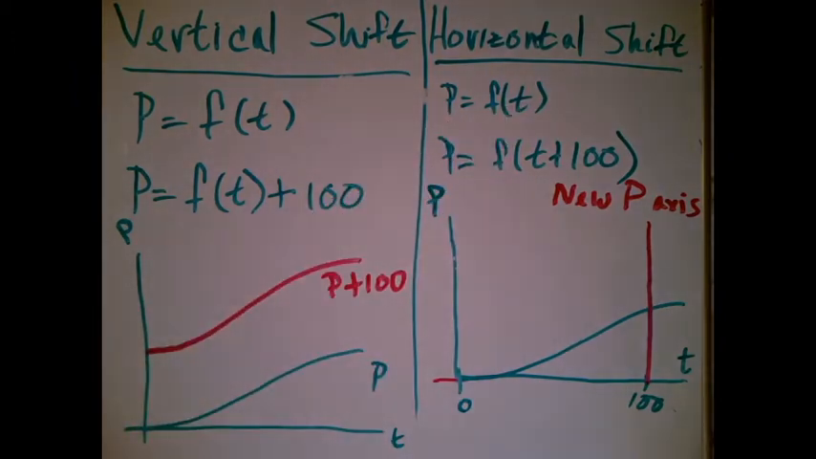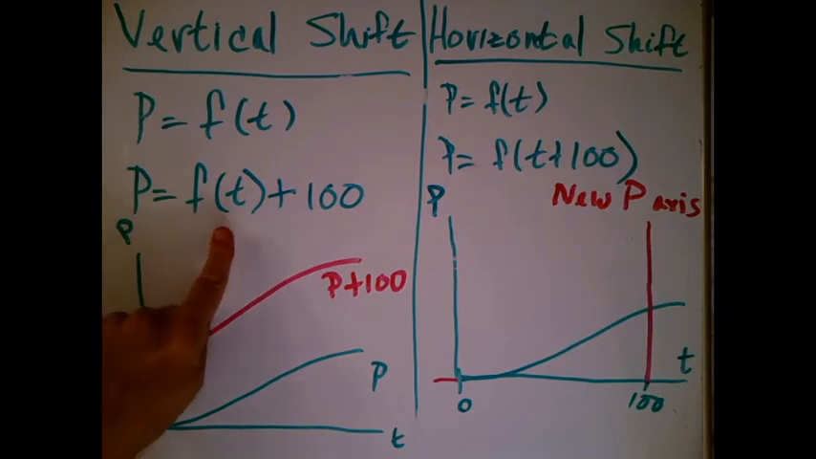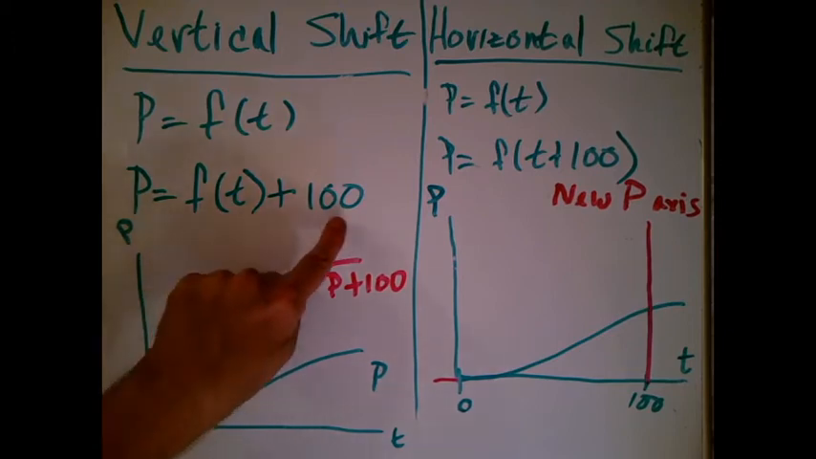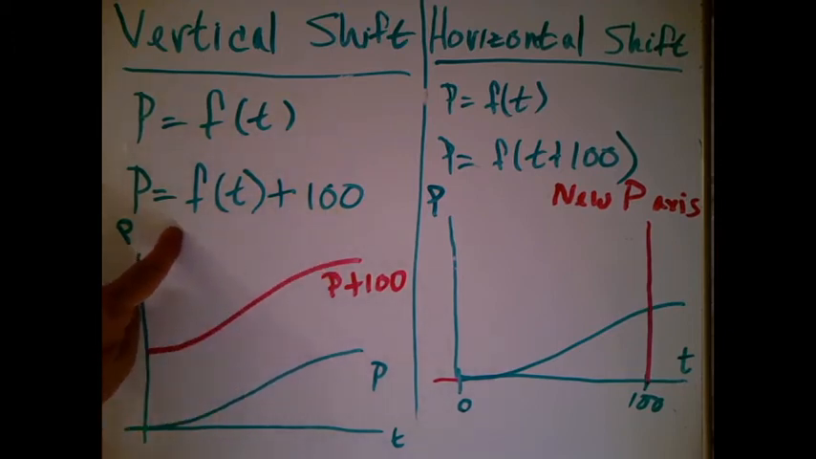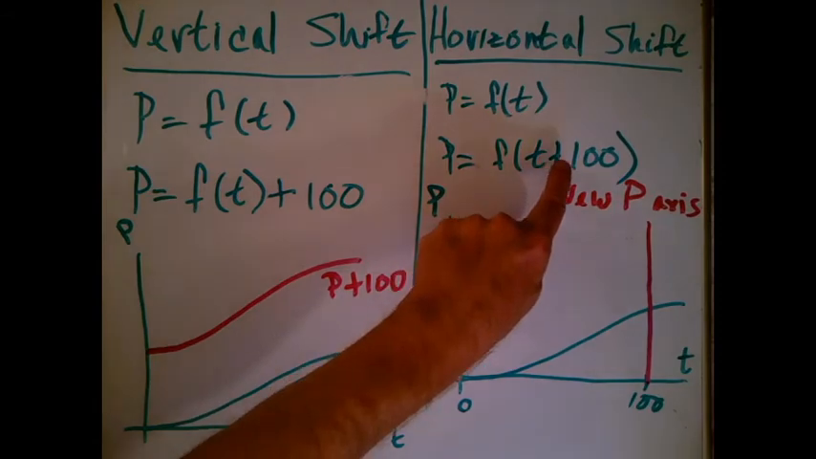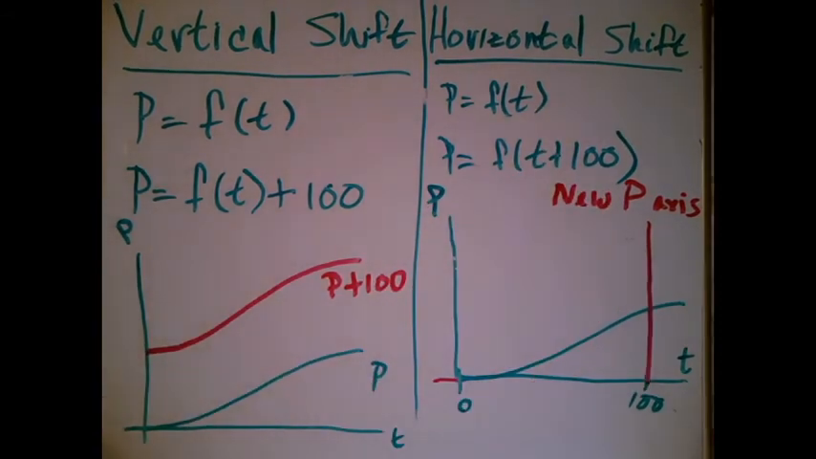So what's going on? Well, if I look back at my original one, you can see that I didn't do anything to the stuff on the inside. It says leave the t-axis alone, then take your function and add 100 to it. So this one says leave the t-axis alone, but lift the graph up 100. The other one's completely different. This one says move the t-axis 100, but leave the graph alone.